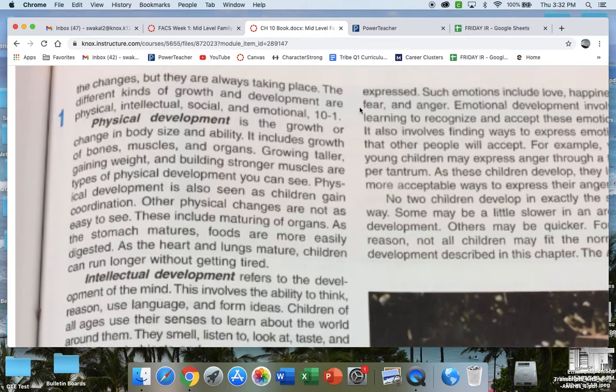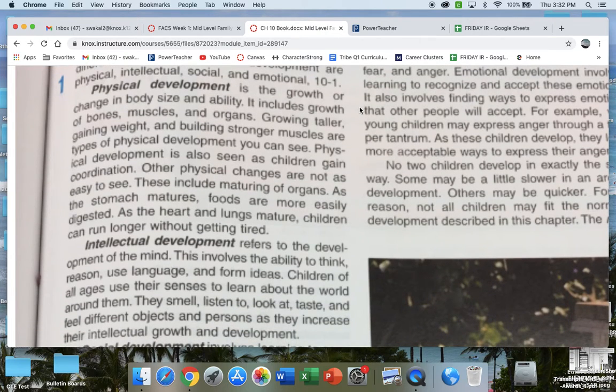Okay, so within physical growth and development, and you should have written this down for your vocabulary word, the definition, it is the growth or changes in the body size and ability. It includes growth of bones, muscles, and organs. Growing taller, gaining weight, and building stronger muscles are types of physical development you can see.